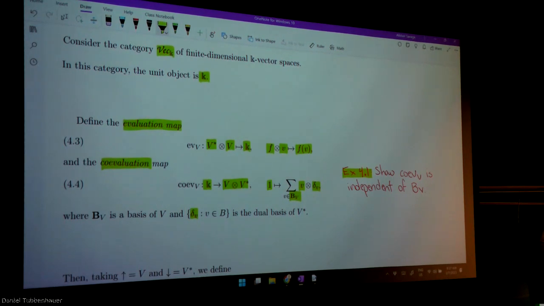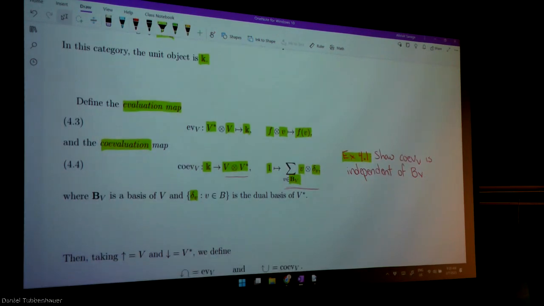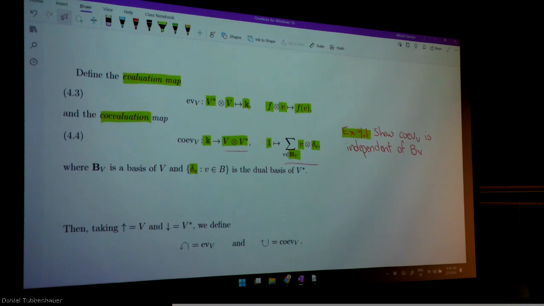There are two ways to see this. You can do the brute force way, which is to change basis and just see that everything cancels and you get the same formula. Or if you identify V tensor V dual with endomorphisms of V in the natural way, then this right-hand side corresponds to the identity map. That's the conceptual way to see why this is independent. But it is independent, so it doesn't depend on our choice of basis here.